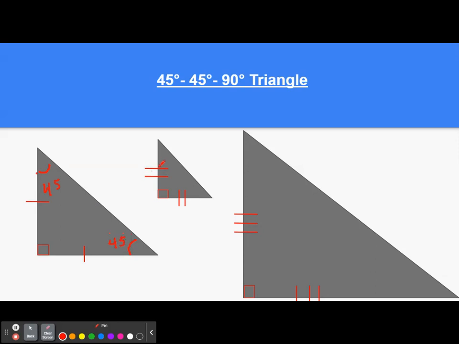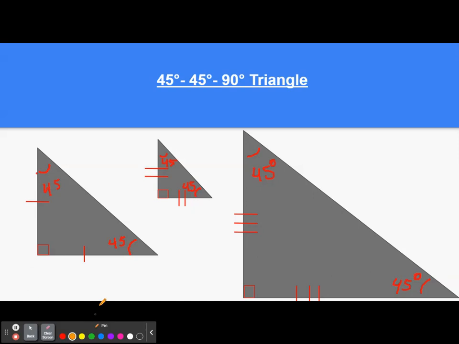Okay. What about this right triangle? What would these two angles be? 45. What about this right isosceles triangle? 45. Now, they're not all the same size, so I know they're not congruent, but all of the angles are congruent to each other. So instead of congruent, what do we call these? Similar triangles. And we know similar triangles are proportional.